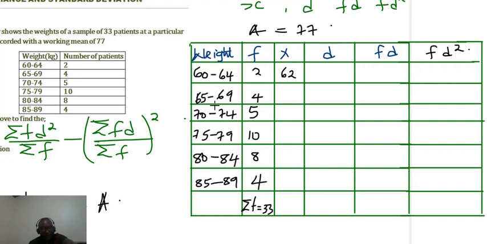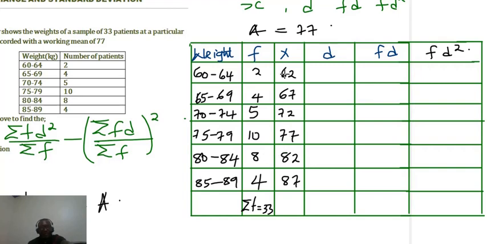We do the same for these classes here. 65 plus 69, divided by 2. We get here 67, and so on. Okay? So after getting x, we can now go ahead to find d. d is equal to x, and the values of x are here. They are varying for different classes. Then the value of A is the same for all the classes.